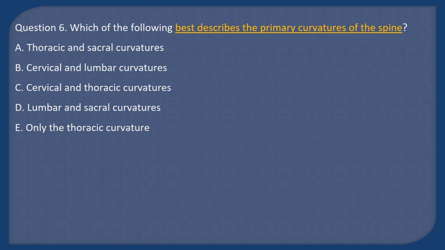Question 6. Which of the following best describes the primary curvatures of the spine? A. Thoracic and sacral curvatures. B. Cervical and lumbar curvatures. C. Cervical and thoracic curvatures. D. Lumbar and sacral curvatures. E. Only the thoracic curvature.